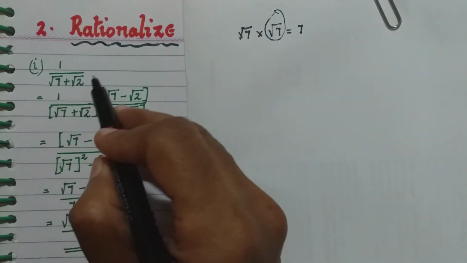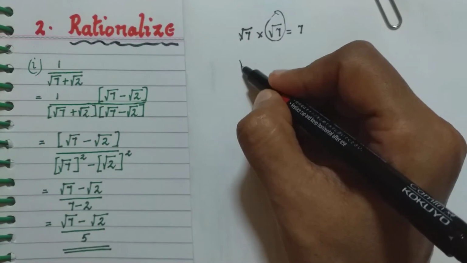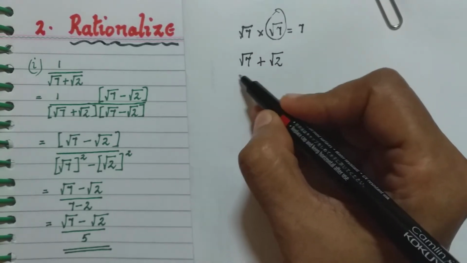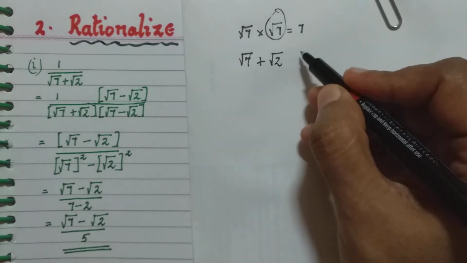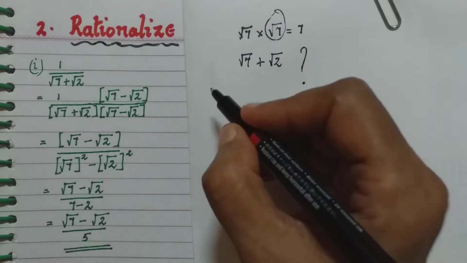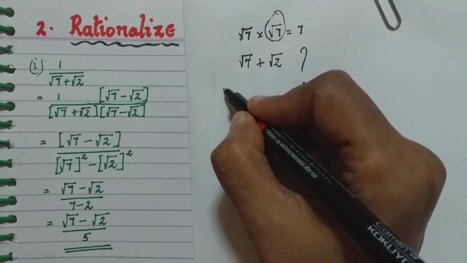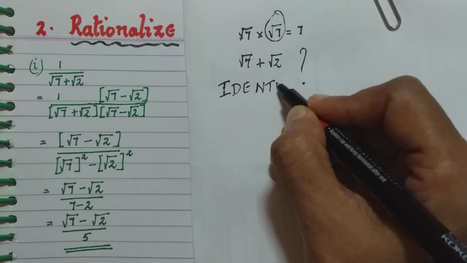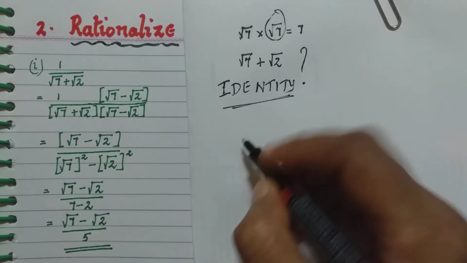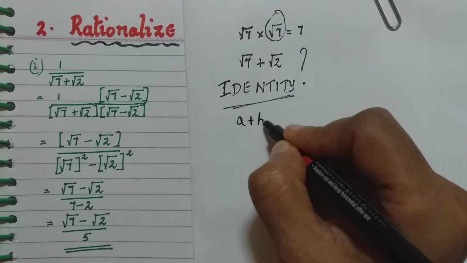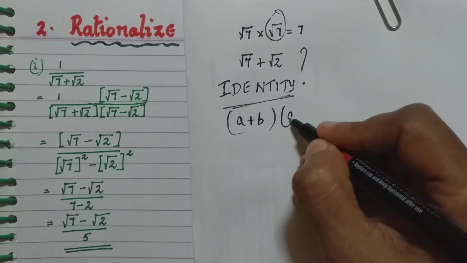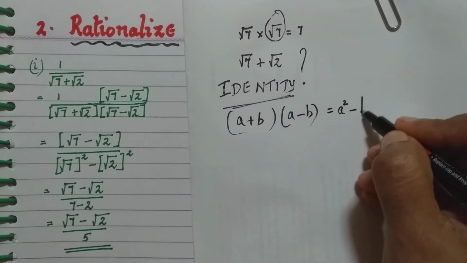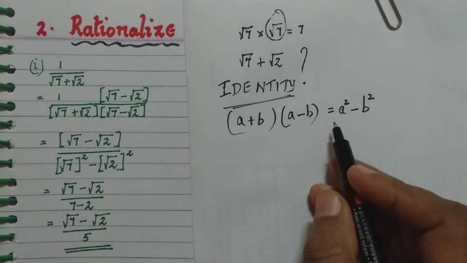So the rationalizing factor was root 7. But now here in the denominator we have root 7 plus root 2, and we want the root sign to go. So what do we do? So we use the formula a plus b into a minus b is equal to a square minus b square. How do we use it?